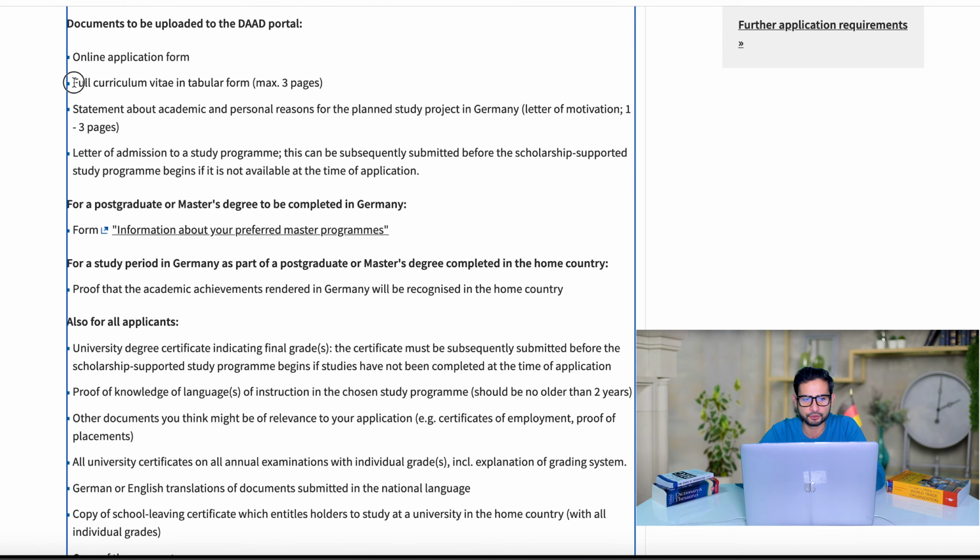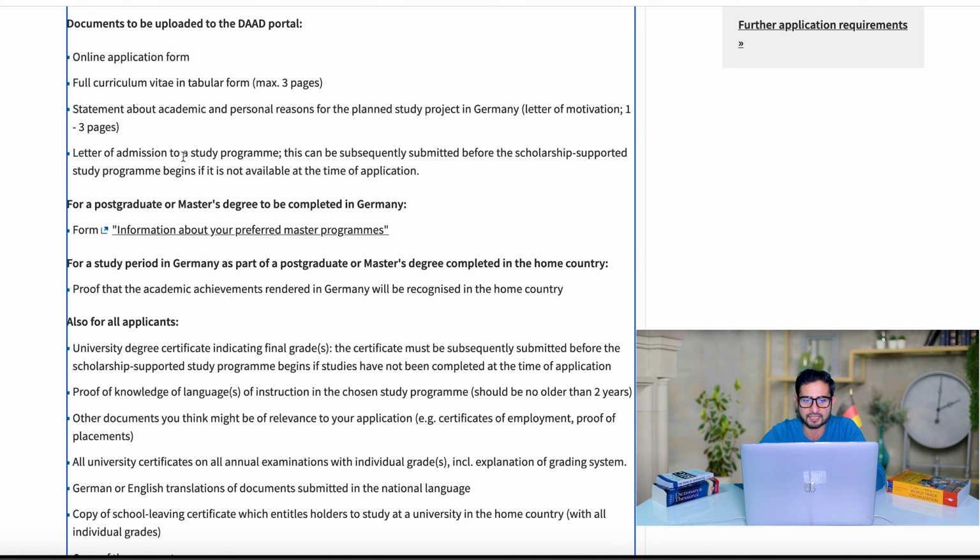Now back to here. Full curriculum vitae in tabular form, 3 pages. This is very important. We have another video explaining how to write your curriculum vitae in Europass format. Statement about academic and personal reasons for the planned study project in Germany. This is called a letter of motivation. Maximum of 3 pages, 1 to 3 pages. This is a statement of purpose, mission statement, letter of interest, letter of motivation, whatever you call it.